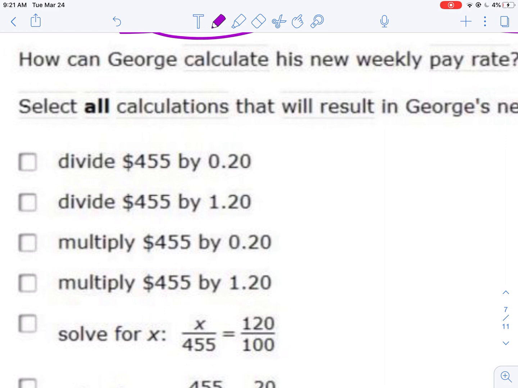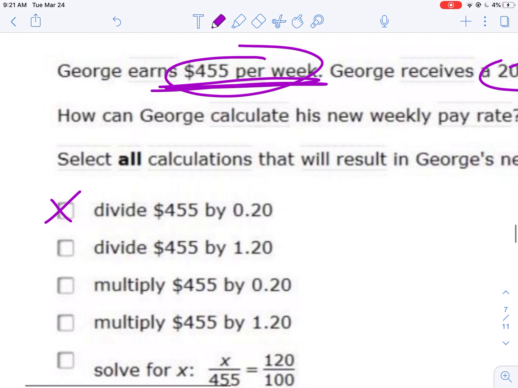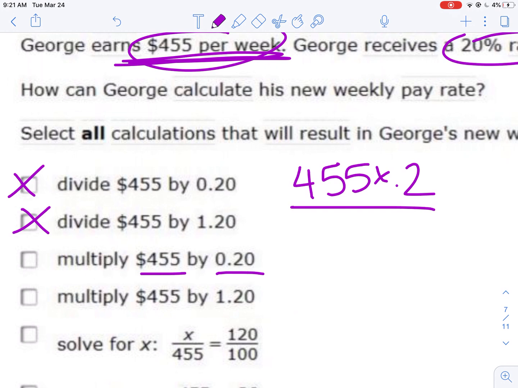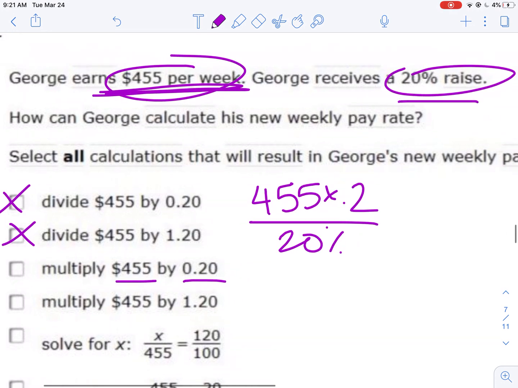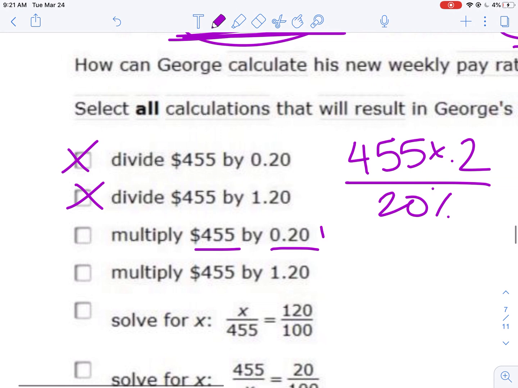I do not believe so. We're not doing any division here. This one is also we're not doing any division there. Multiply 455 by 0.2. That would be correct because that would give us 20%. That represents 20%. But it's a 20% raise. It's not like, oh, congratulations, you're only getting 20% of what you used to get. It's 20% more. So if it said, do that and then add 455, then that would be correct.